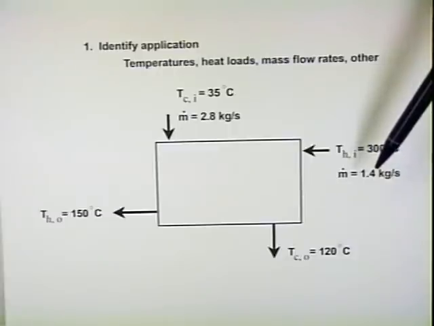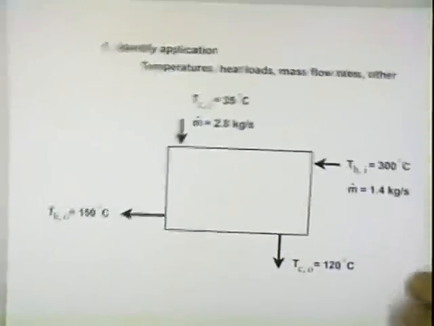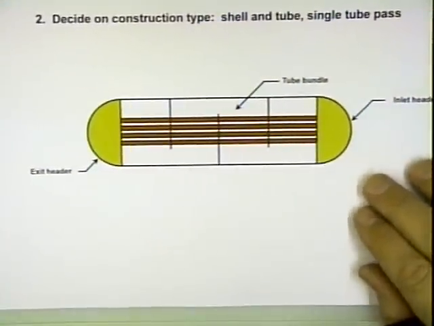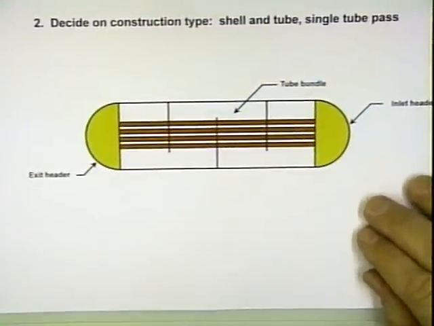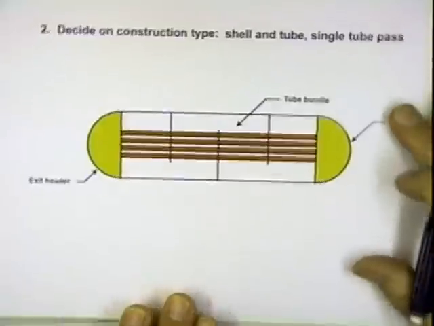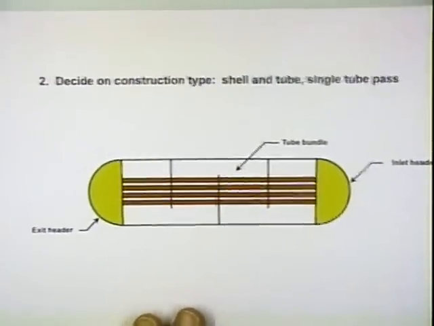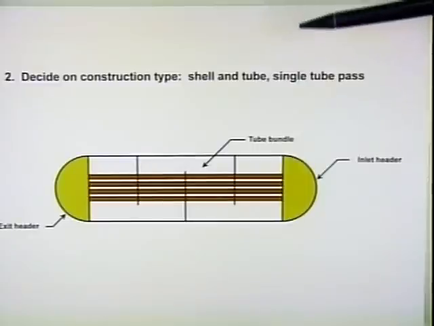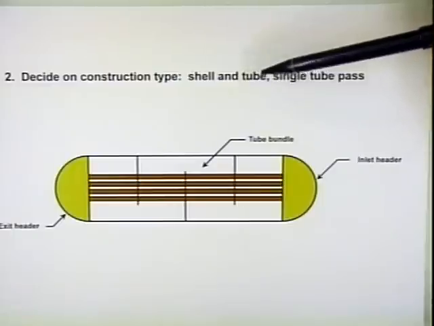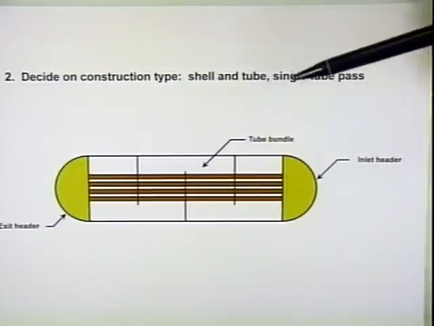Okay, now that we've identified the application, we want to go to step 2, and that's decide on the construction type. So we have to pick something. So based on just the application, we don't know what to pick, so based on our experience, we'll decide. In this particular case, I said we're going to use a shell and tube heat exchanger, and I've drawn that here, just a diagram. It's going to be a shell and tube heat exchanger with a single tube pass.